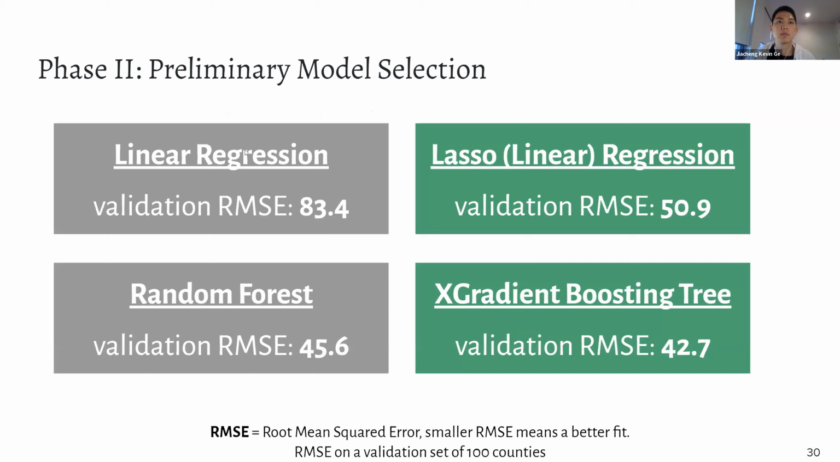We can see that among the regression models, lasso regression wins out because of the lower validation RMSE. For the tree-based models, XGBoost wins out. So we choose to keep these 2 models for future comparison.